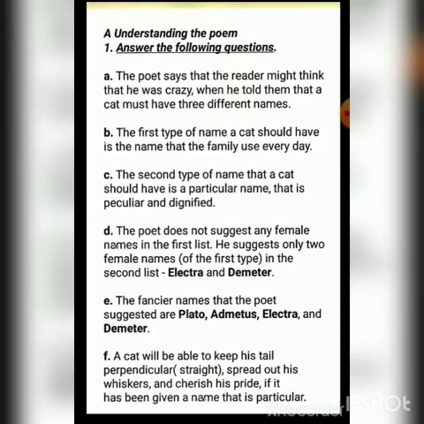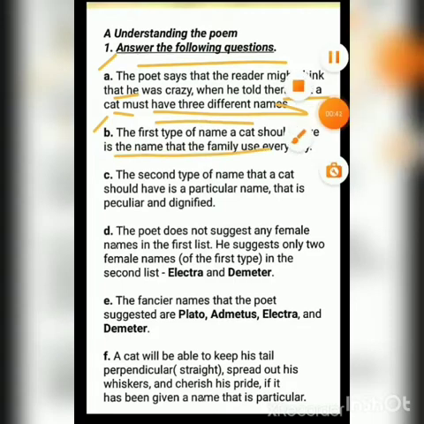So the first question, that is part A. Why does the poet say that the reader may think he's crazy? The poet says that the reader might think that he was crazy when he told them that a cat must have 3 different names. What is the first type of name that a cat should have? B part. The first type of name that a cat should have is the name that the family use every day.